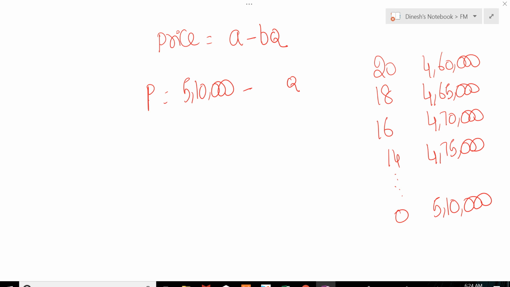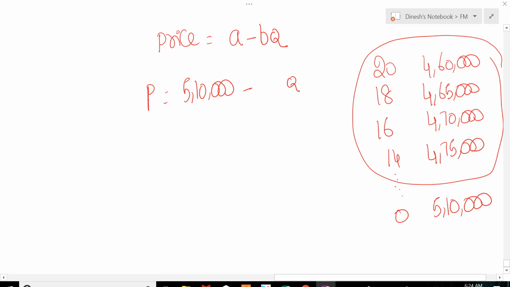Whatever you do, please listen. What I normally do is write 2 by 5,000 or 5,000 by 2 and substitute here. Substitute maybe 18 in the formula and see whether you are getting a price of 4,65,000. Whatever equation you form, substitute 18 as Q and see what price you get. If you get 465, you have formed the equation correctly. If you don't get it, the equation formation is incorrect.